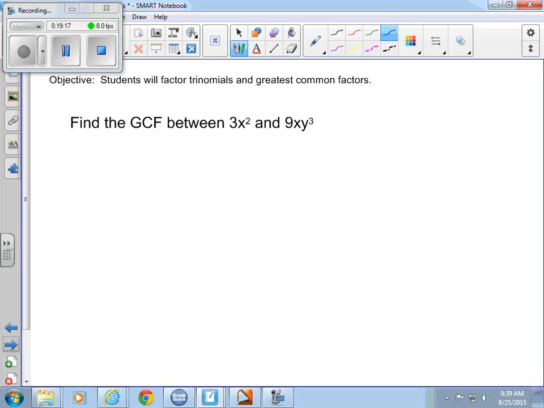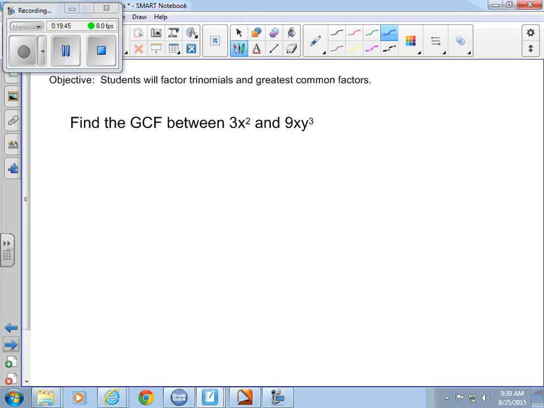First of all, if I'm asking you to find a greatest common factor, let's talk about what a factor is. What is a factor? Something that goes into a number, that multiplies into a number. So if I'm talking about the number 6, what are the factors of 6? 1 and 6, 2 and 3, those are factors of 6.